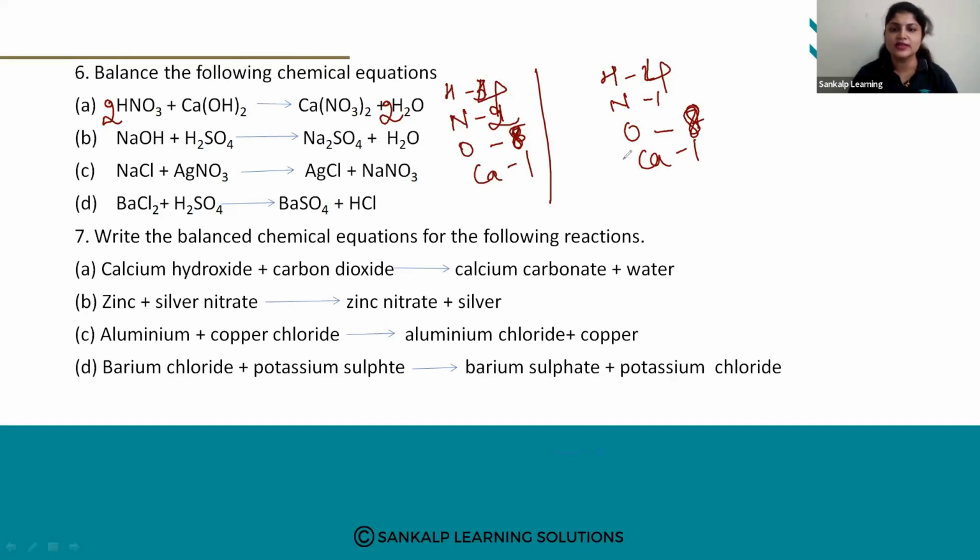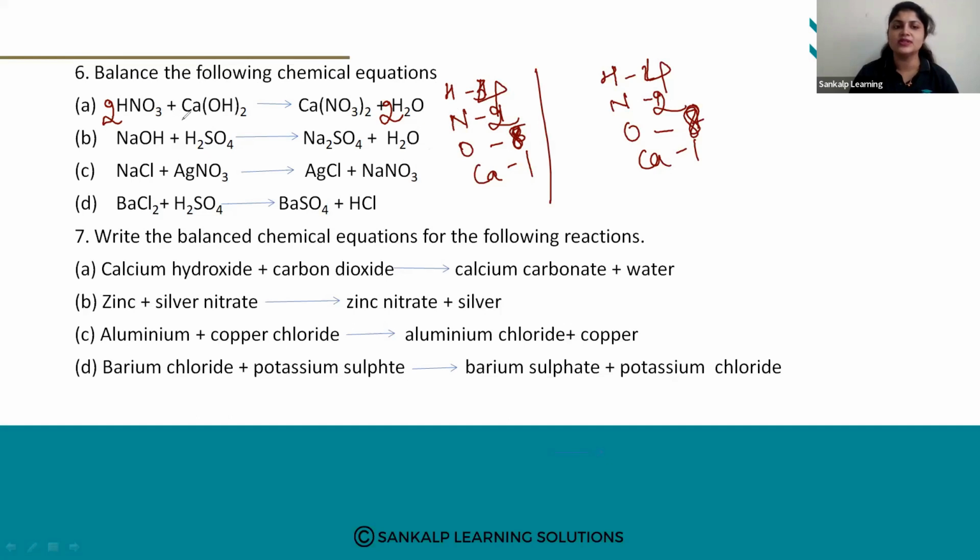Ca is how much? Ca is 1 here. Nitrogen is 2 here, and nitrogen here is also 2. Okay, so nitrogen is also balanced. Oxygen is 8, balanced. Calcium is balanced. Yes, so the equation is balanced, right? So the equation is balanced.